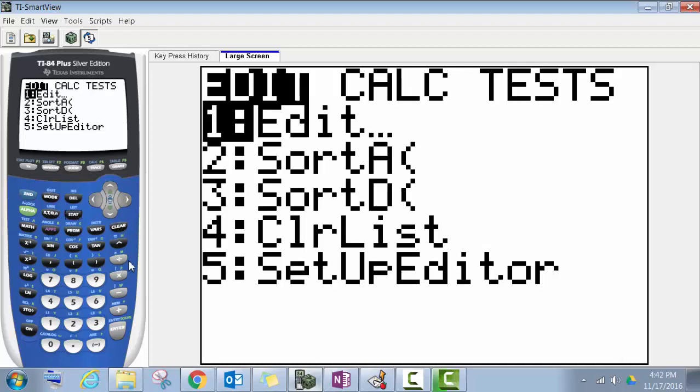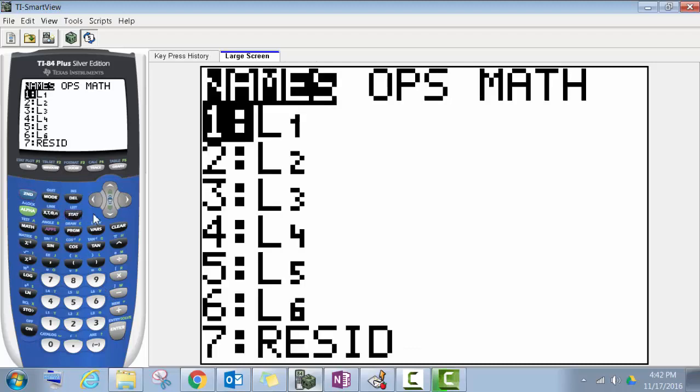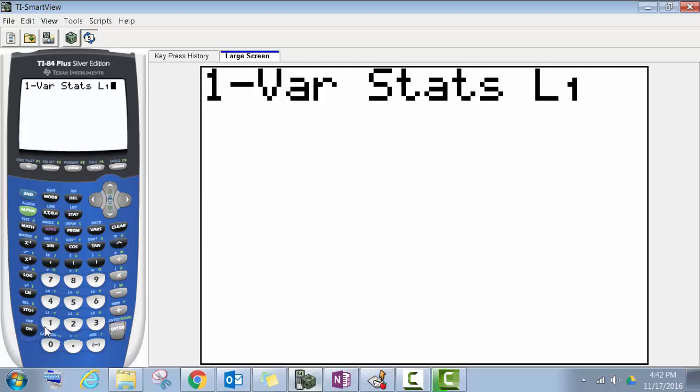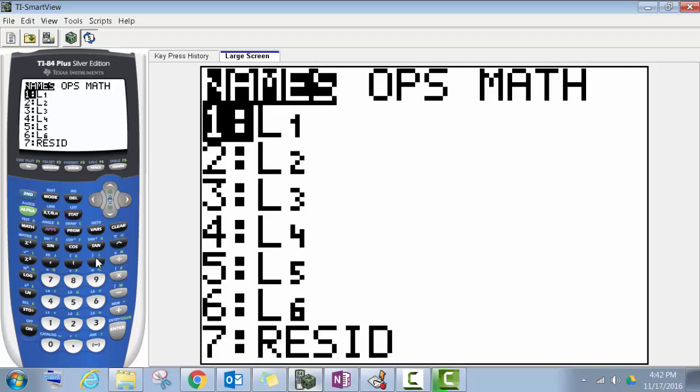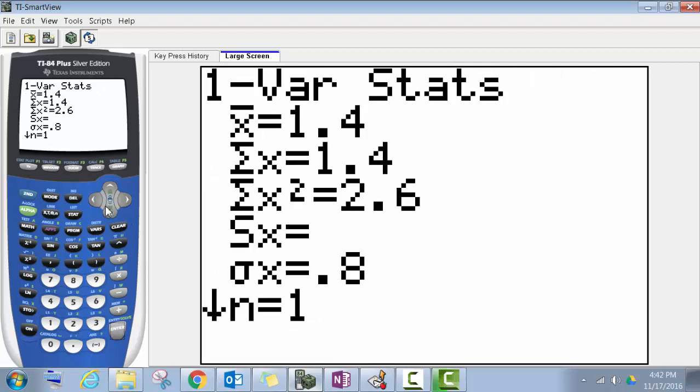So we do one variable stats, but we don't just hit enter. We put in first our x value list, which is L1, comma, our p value, or our probability, L2. So we get our mean of 1.4, our standard deviation is 0.8, obviously our variance is that squared, so 0.64.